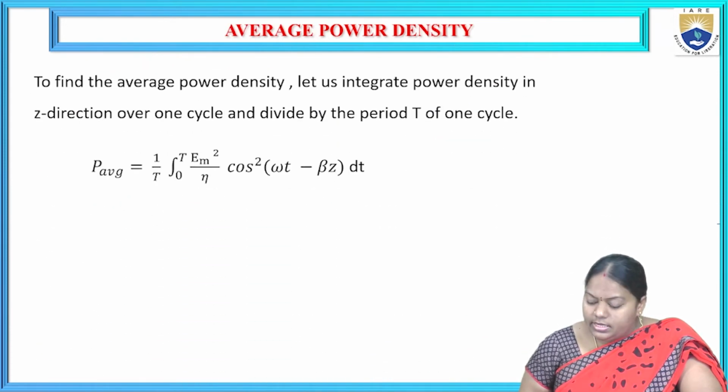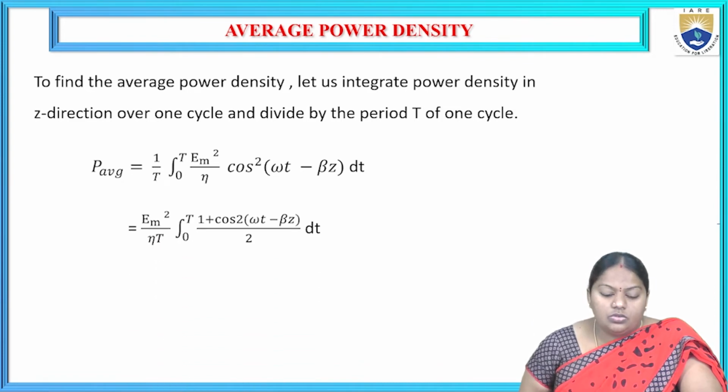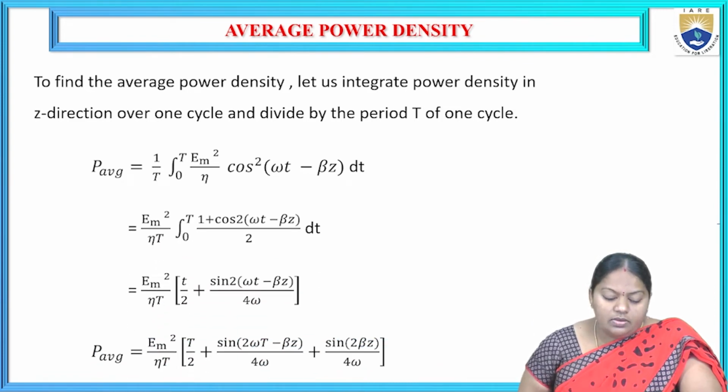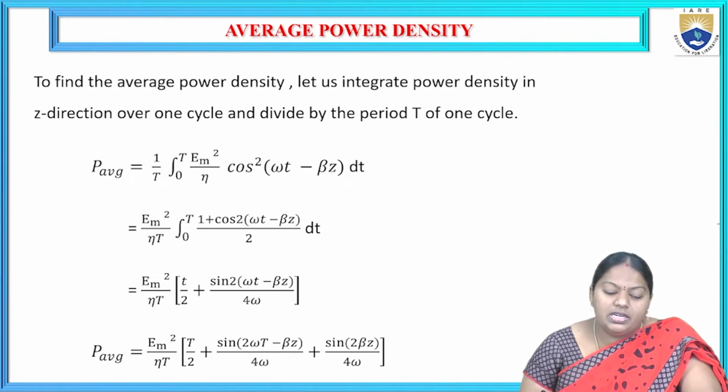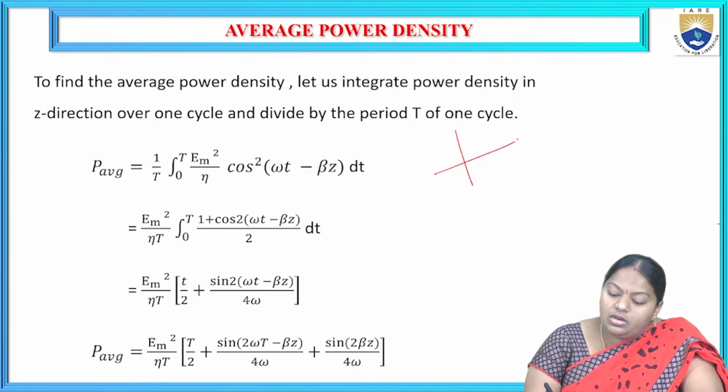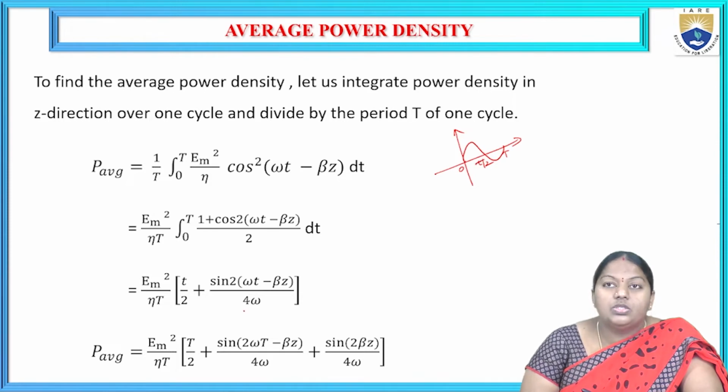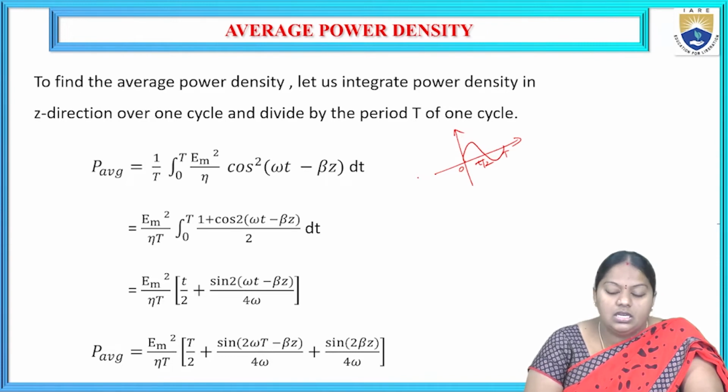Okay, then to calculate the average power density, let us integrate the power density in the z direction over one complete cycle, and divide it by the period, that is the total period T of one complete cycle. Suppose we consider one complete cycle as this: this is 0, this is T by 2 and this is T. So one complete cycle means the total period is given by T.